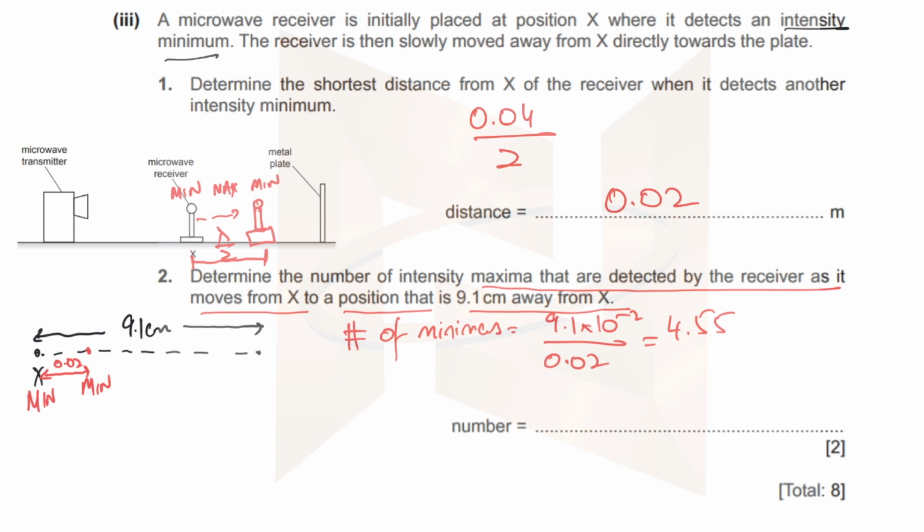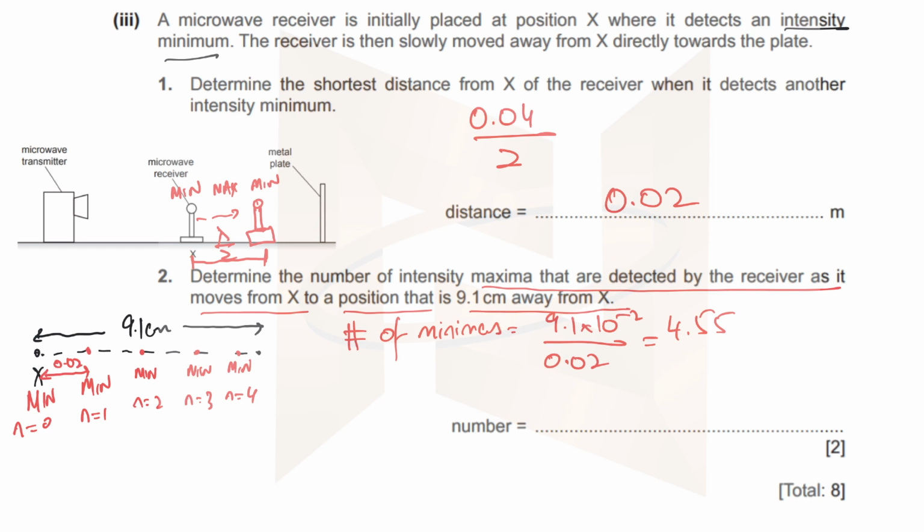So this means that this is n = 0. Then you have a minima at n = 1. Then you have another minima at n = 2. Then another minima at n = 3. And then another minima at n = 4. Now, the reason why this is not going all the way to the end is because all the way till the end, it's 4.55, as you can see. So the fourth minima would be slightly before 9.1.